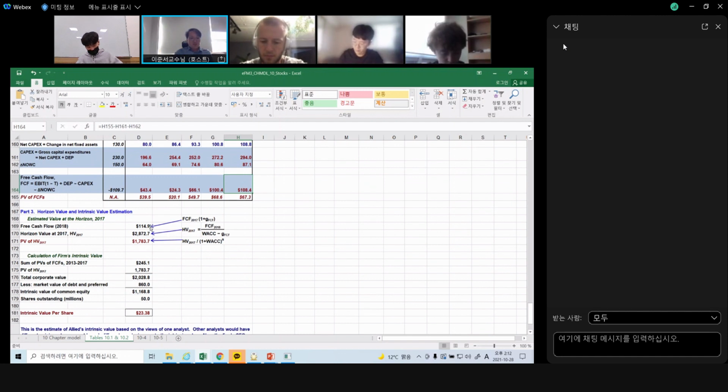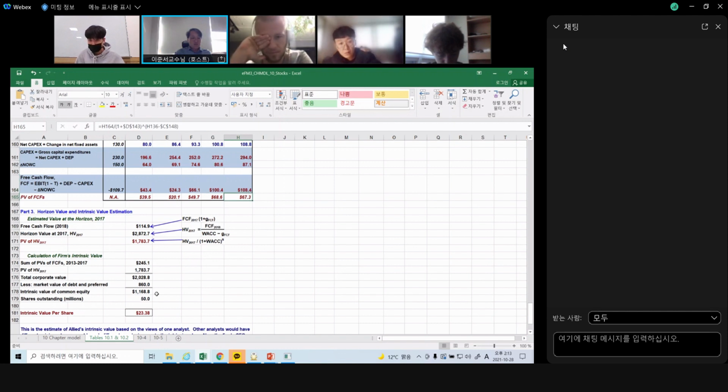So the free cash flow 2018, or 2021 in the textbook, can be calculated by 108.4 times 1.06 because the growth rate of free cash flow is 6%. Okay, and the horizon value can be calculated by free cash flow 2018 divided by WACC minus the growth rate of the free cash flow, which is going to be $2,872.2. Okay, so this one should be discounted by 1.1 to the power of 1, 2, 3, 4, 5, right?